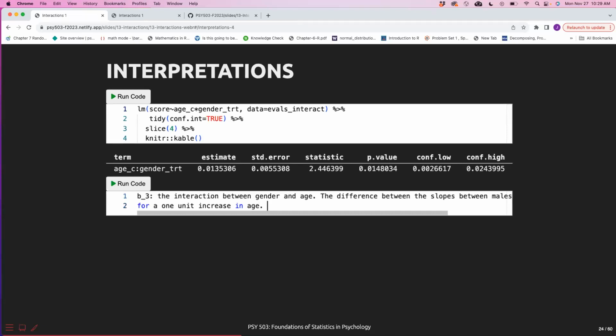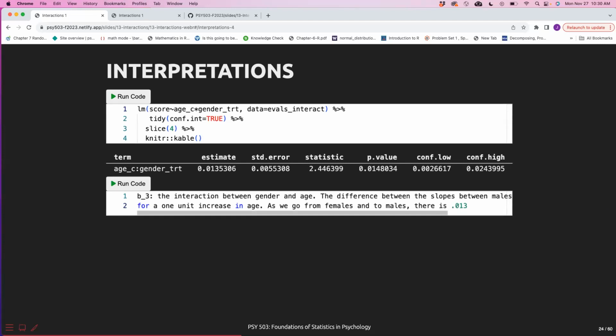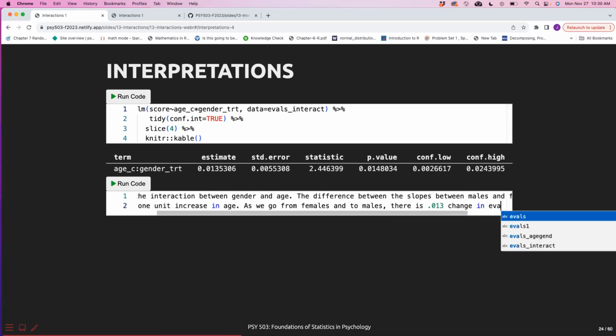So again, this is our interaction term, right? As we go from females to males, a 1 unit increase in gender, there's a change in the slope between age and evaluations. And that change is 0.0135. As we go from females to males, there is a 0.013 change in evaluation scores.